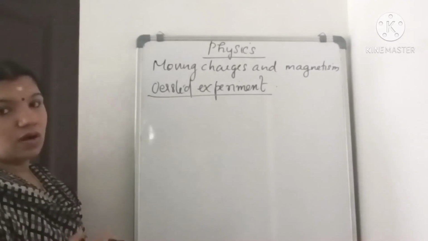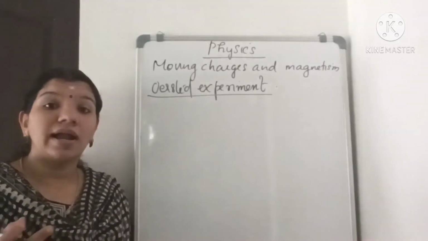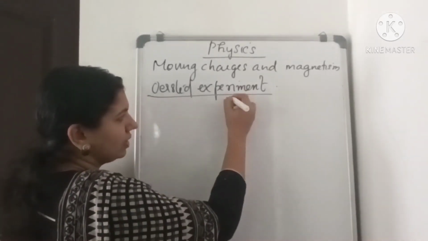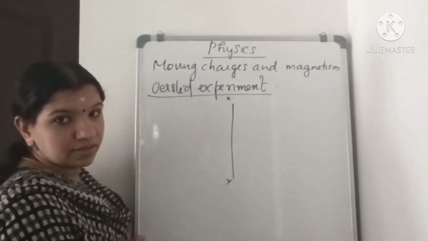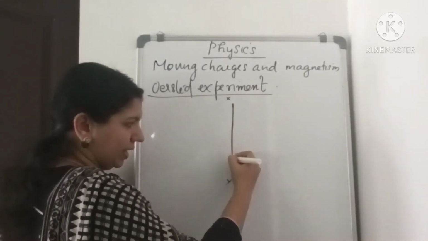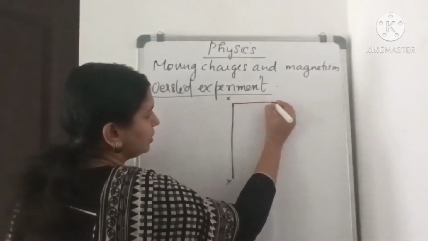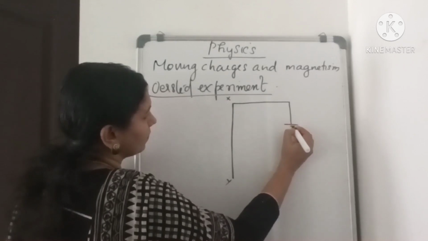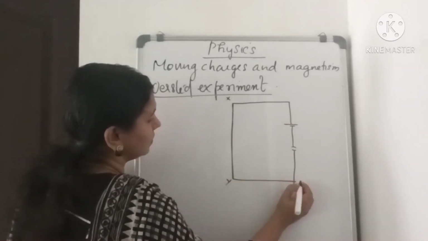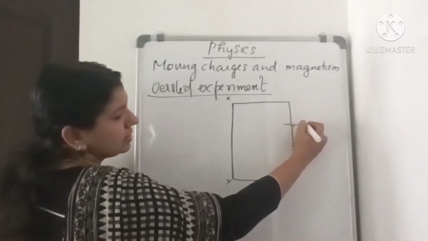So for this experiment, we need a current carrying conductor first of all. So XY, let XY be the current carrying conductor. Okay. This is straight wire. It can be of any wire, a conductor. It should be a conductor. Then it is connected to a battery and a key. Okay, this is the battery and this is the key.